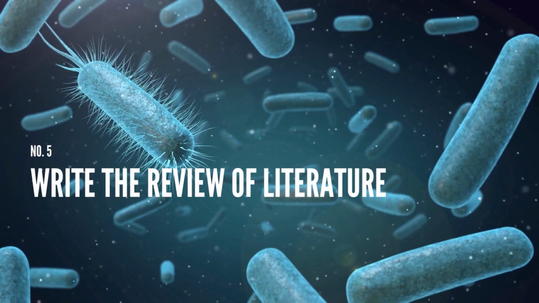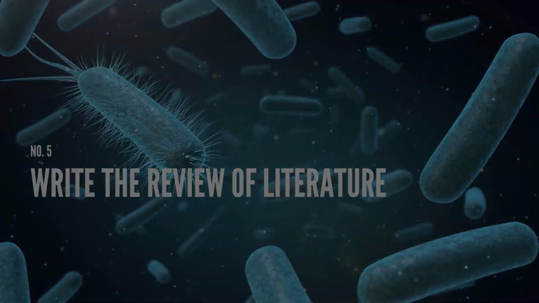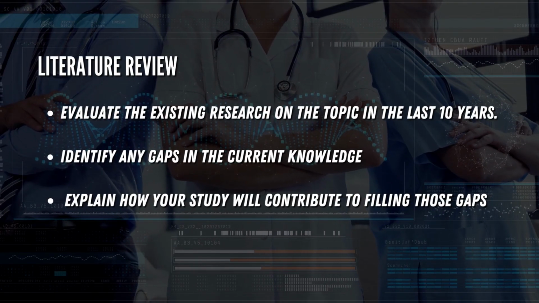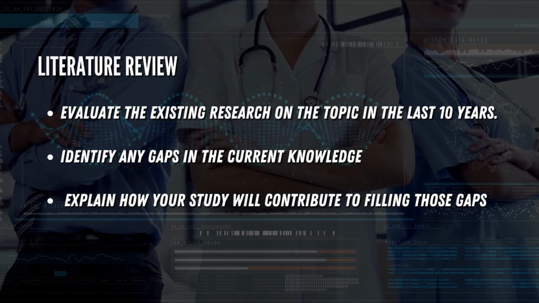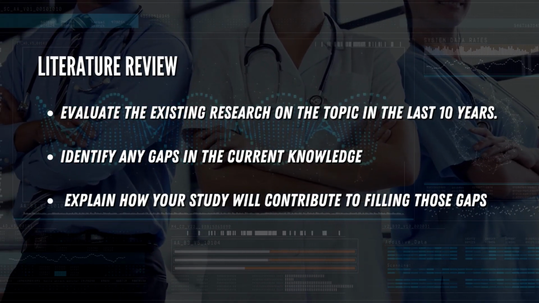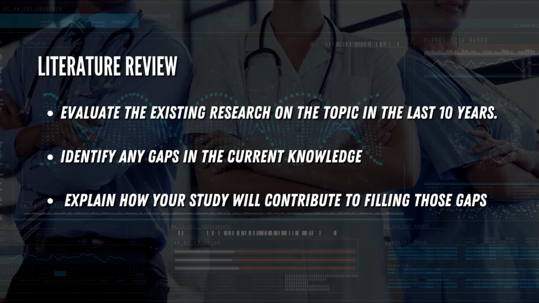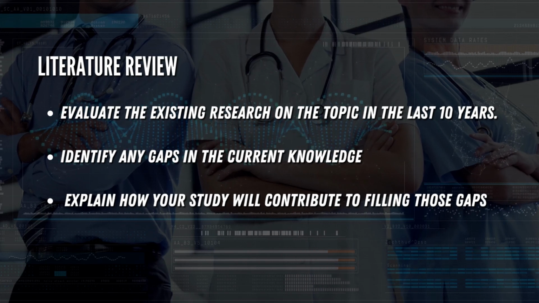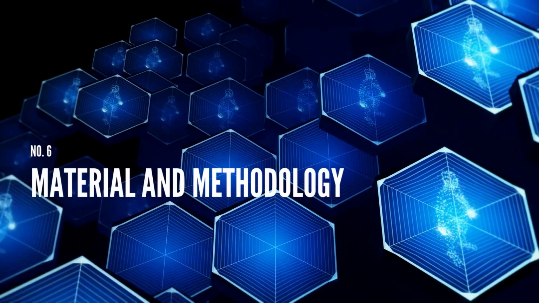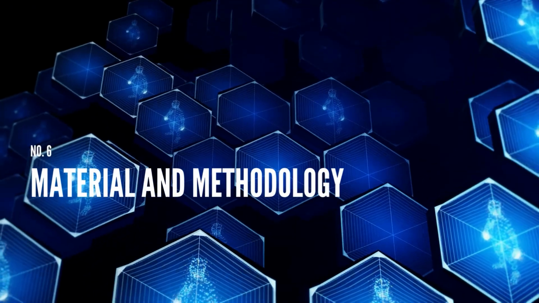Number 5. Write the review of the literature. The literature review should summarize and evaluate the existing research on the topic in the last 10 years. This section should also identify any gaps in the current knowledge and explain how your study will contribute to filling those gaps. Number 6. Material and methodology.